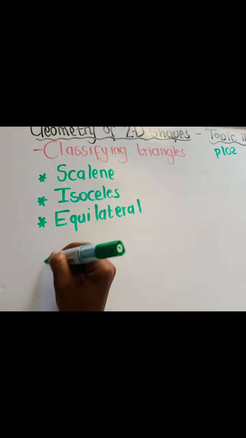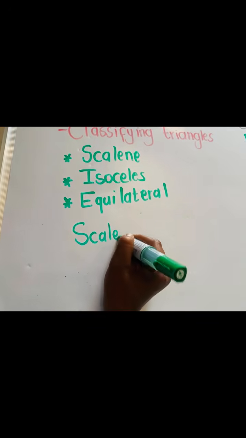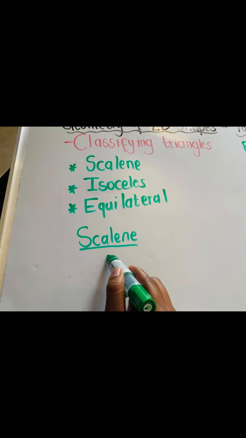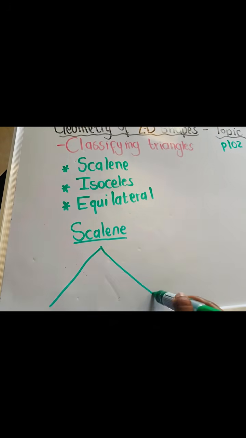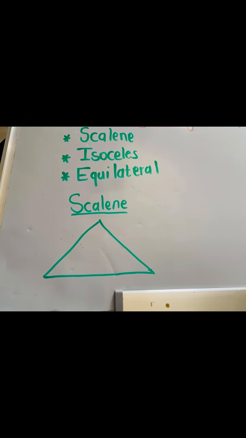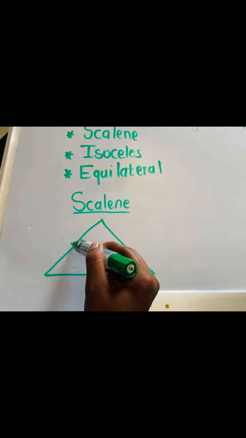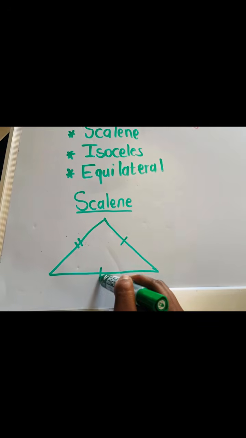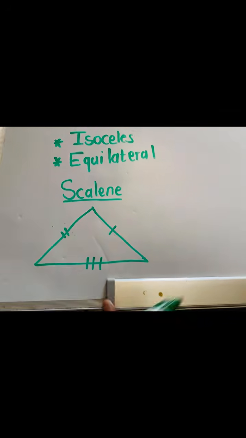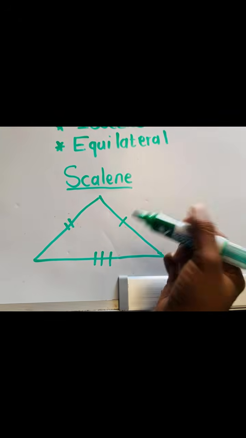So let's start with scalene. So we have scalene as our first triangle. So what is a scalene triangle? This is how it looks. It's still a normal triangle. It's like we're dealing with different types of triangles. It's still a triangle, but it has different properties. So a scalene triangle, it has different sides. So meaning all sides are different. That's why I have different dashes or strokes to show how the sides are differing.